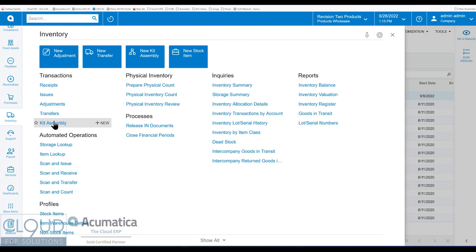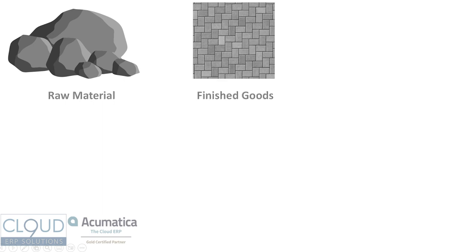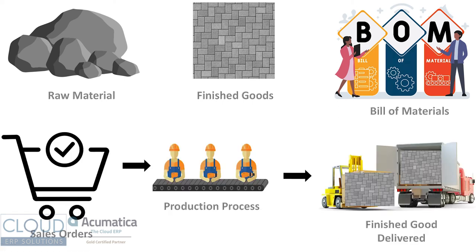But today we're going to talk about our manufacturing edition, and we're going to talk about creating a raw material item, creating a finished good item, creating a bill of material, that's our recipe for making this item, and then we're going to sell it and actually produce it. So let's get started.